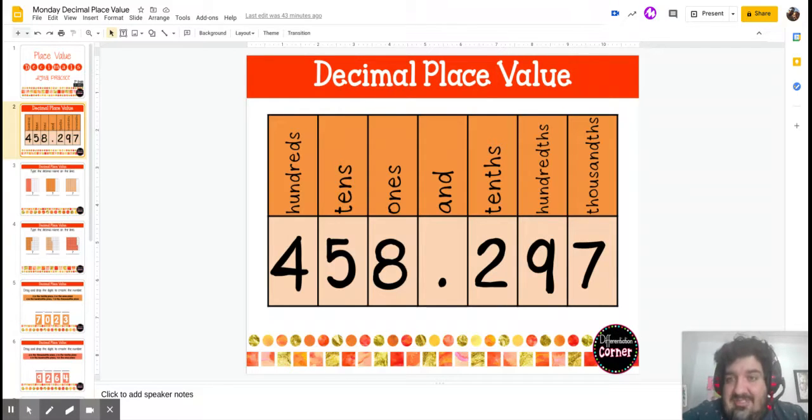Then we have hundredths, and then thousandths, and then it keeps going on forever: ten thousands, hundred thousands, millions, ten millions, hundred millions, billions, ten billions, hundred billions, trillions, and so on. I don't really know half the time what comes after trillion. I think it's gajillions or something. But guess what? You only need to know to the thousandths in fifth grade. So, go back to that tenths. I'm going to show you real quick.